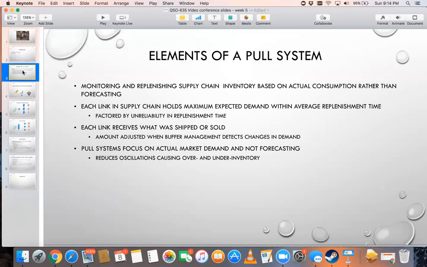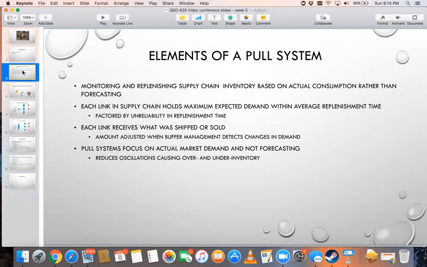I'm going to assume so. Great. So now, that's the first bullet. Each link of the supply chain holds maximum expected demand within an average replenishment time, and this is factored by unreliability and replenishment time. So basically what this means is we ask, what is the average time to replenish a product to the vendor?